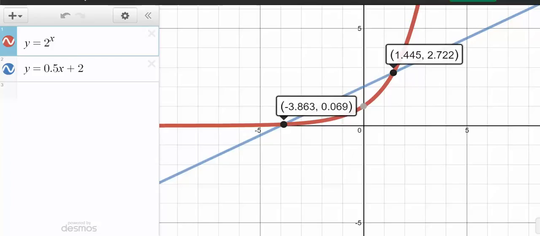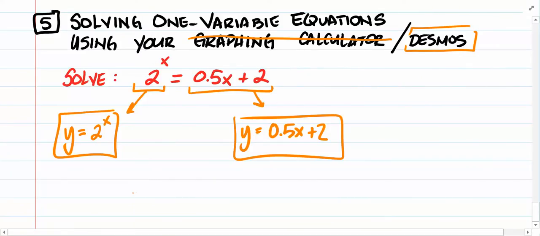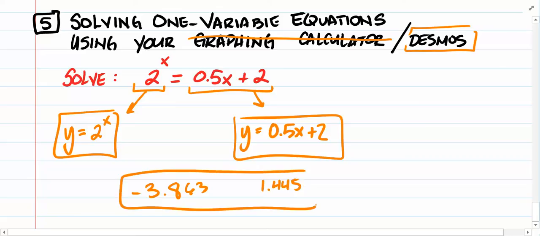We're looking for the x value, so I take a look at the x coordinate for each of these. This one is negative 3.863, and this one is 1.445. So there are my 2 solutions, because those are the x values that give me an equal amount on both sides of that equation. So negative 3.863 and 1.445 would be your answers. So x equals both of those. We'll do more of those in class, but that's the breakdown so far.